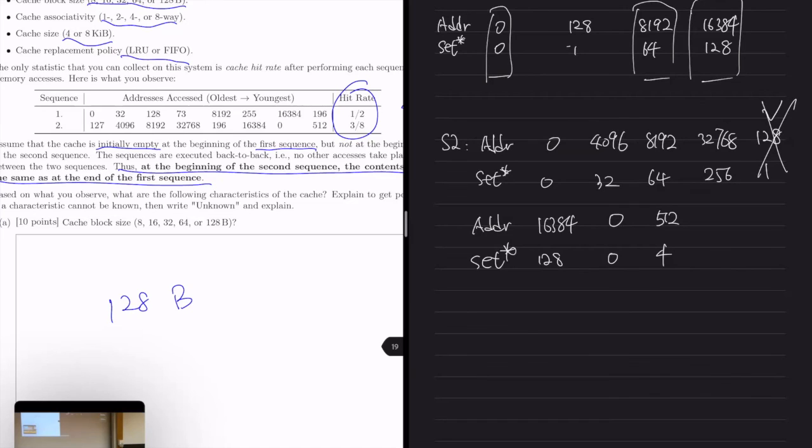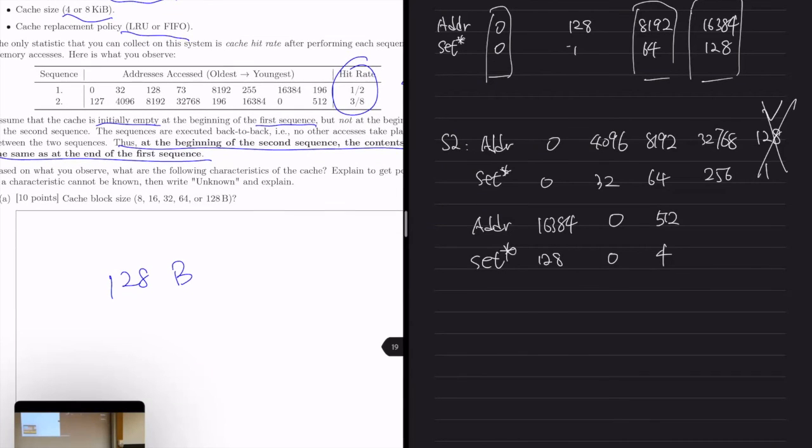And so first let's take a look at associativity of 1. If it's associativity of 1, then it's a direct mapped cache. So all of these accesses would conflict, so we would have no hits. So yeah, then we rule out that possibility.